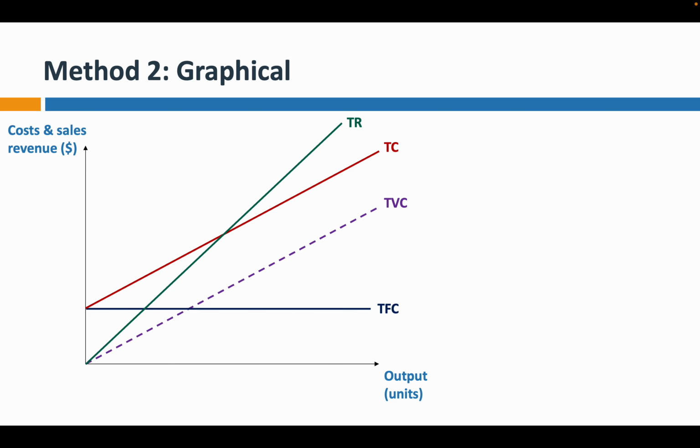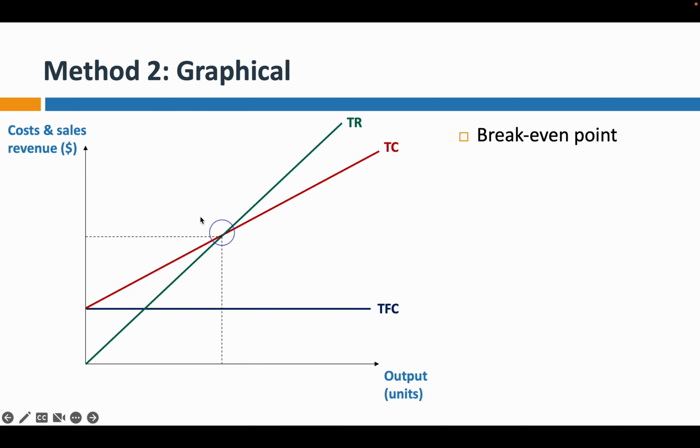And where does break-even happen? Break-even happens where total revenue equals total costs. We can mark it with a little circle to indicate the point, and also we should draw dotted lines from the circle going down and to the left to each of the axes, marking the level of output and the level of revenue and costs at which break-even is happening.